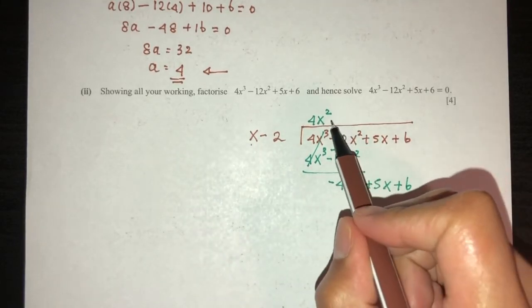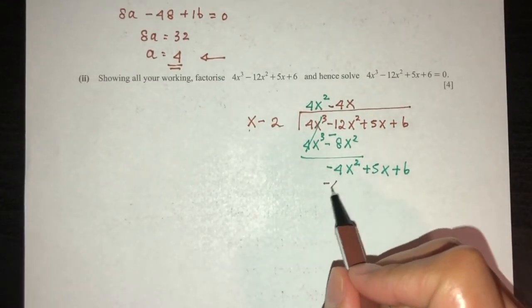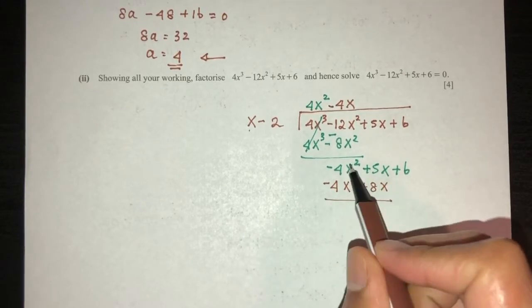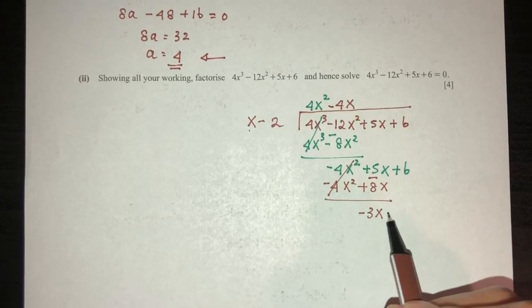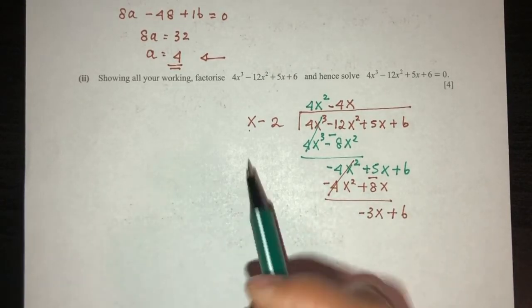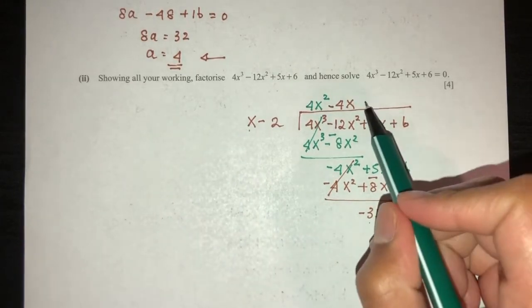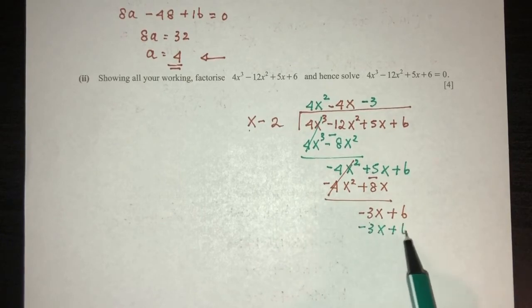You have to multiply by minus 4x. That will be minus 4x squared plus 8x. Now these two cancel out, then we have 5 minus 8 will be minus 3x plus 6. Now we can simplify again. How can you make x become minus 3x? You have to multiply by minus 3. That will become minus 3x plus 6. And this is supposed to give you 0.